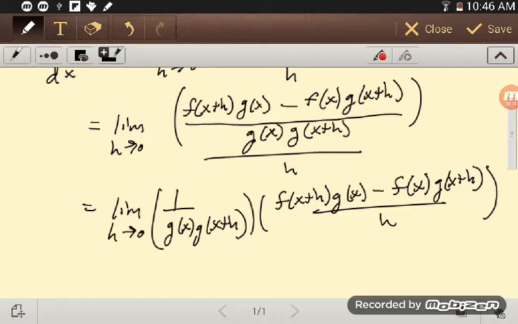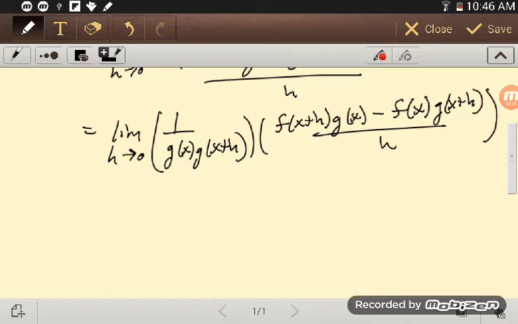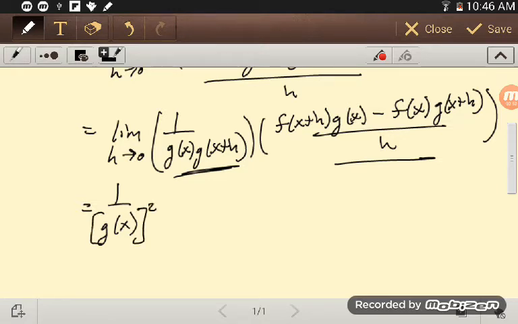And so now I'm going to go ahead and do these limits separately. So the limit of this thing as h goes to 0 is just g of x quantity squared on the bottom, so 1 over that, and then I'll have the limit of this part here. So I'm going to write 1 over g of x squared, and then times the limit as h goes to 0.